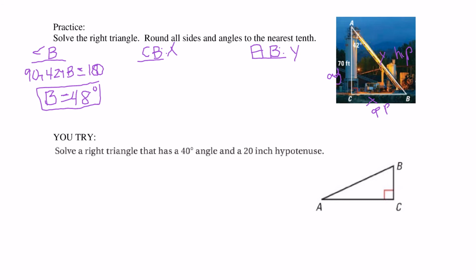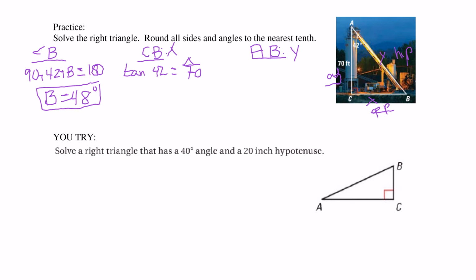All right, so for side CB, I can see that I am going to use opposite. I also need to use adjacent because that's the side I'm given. So the part that uses opposite and adjacent is the tangent. So I'll be using the tangent of my 42 equals my opposite, so my x, over my adjacent, so that would be my 70. So remember, when we solve this, we need to put it over 1.